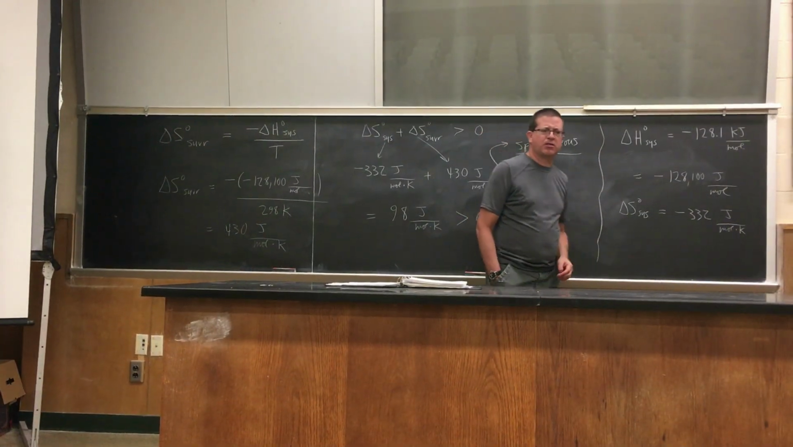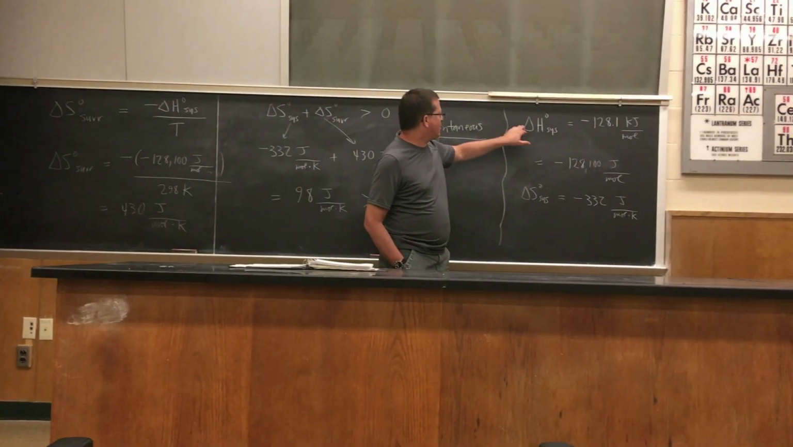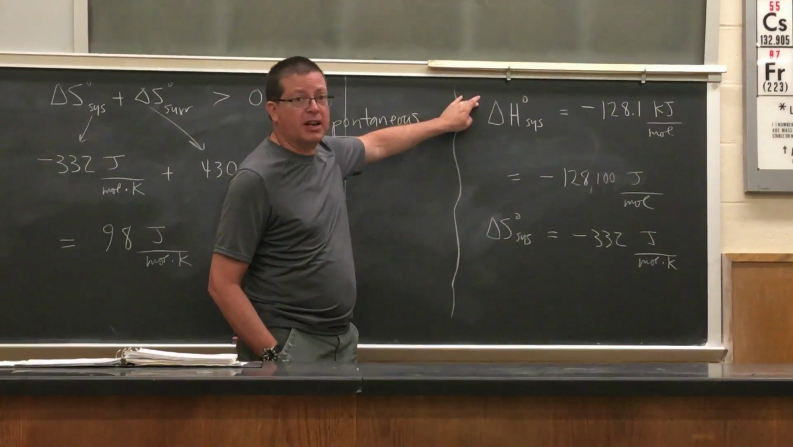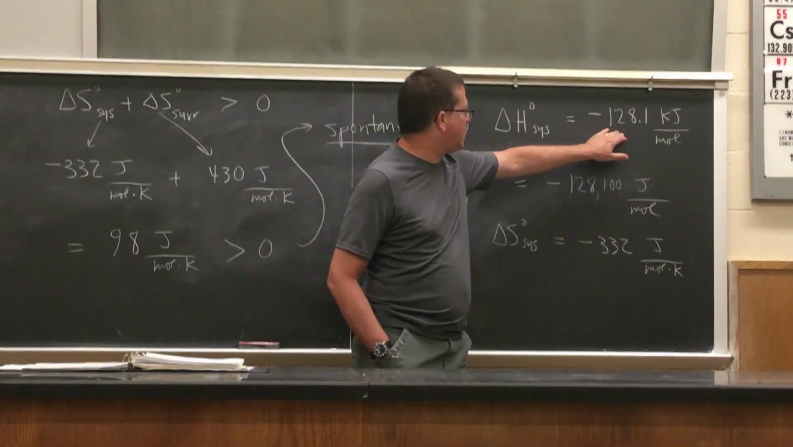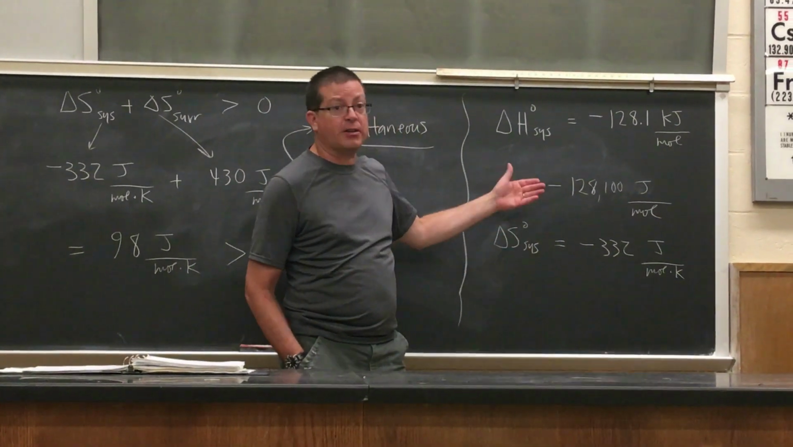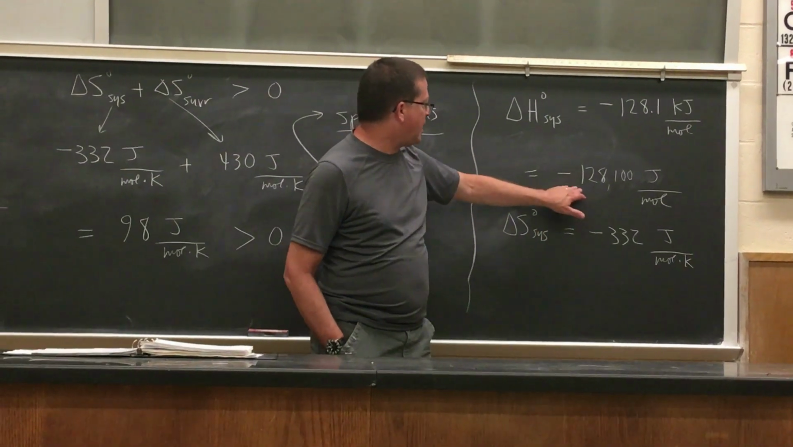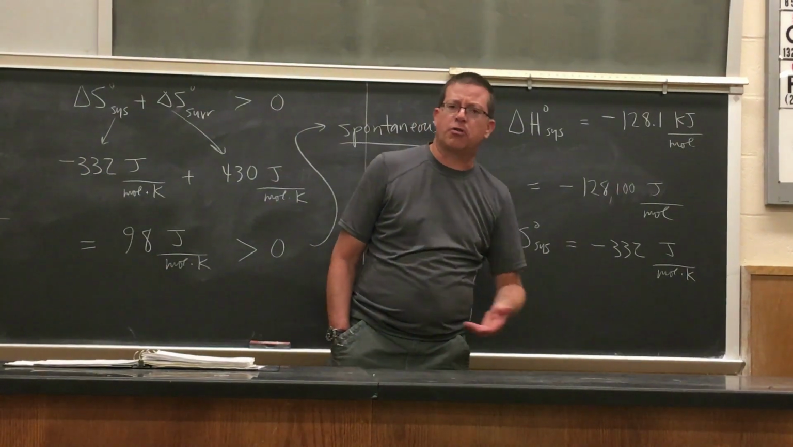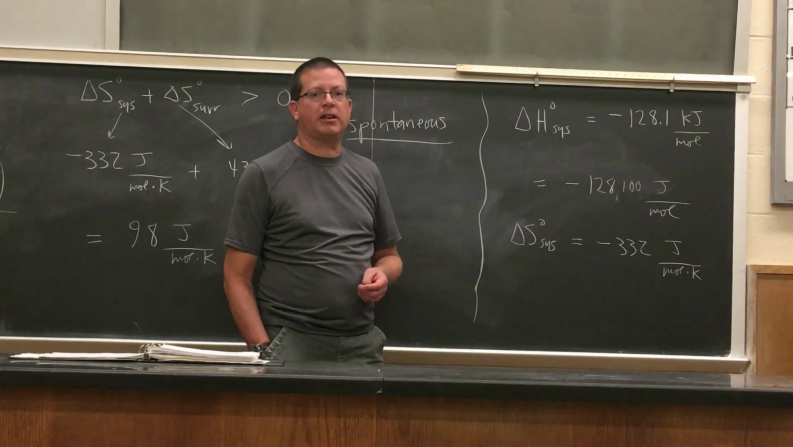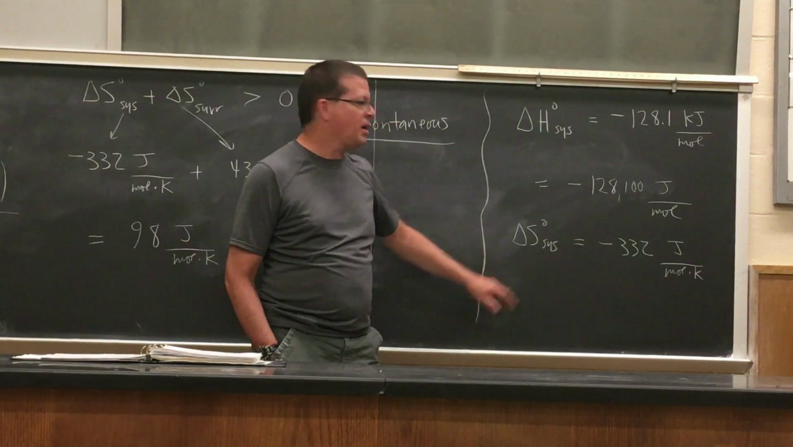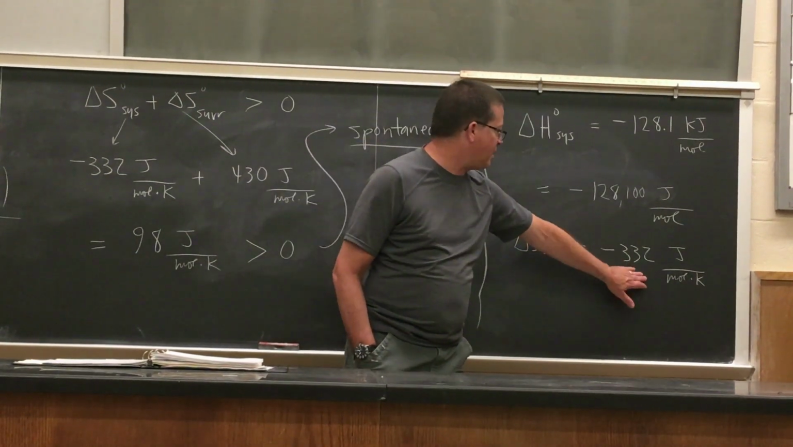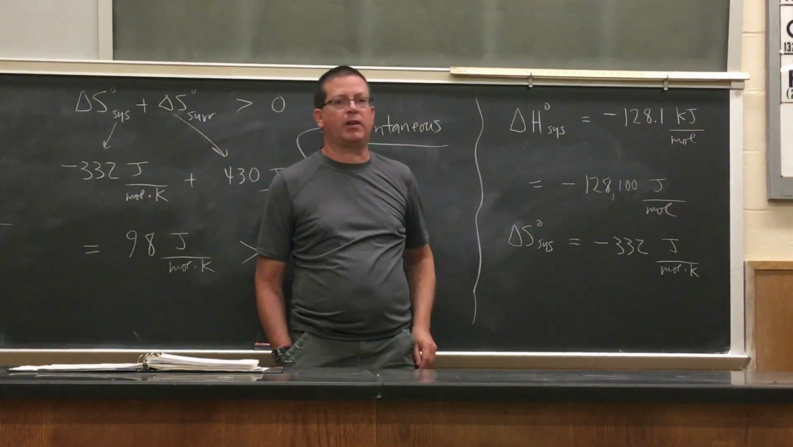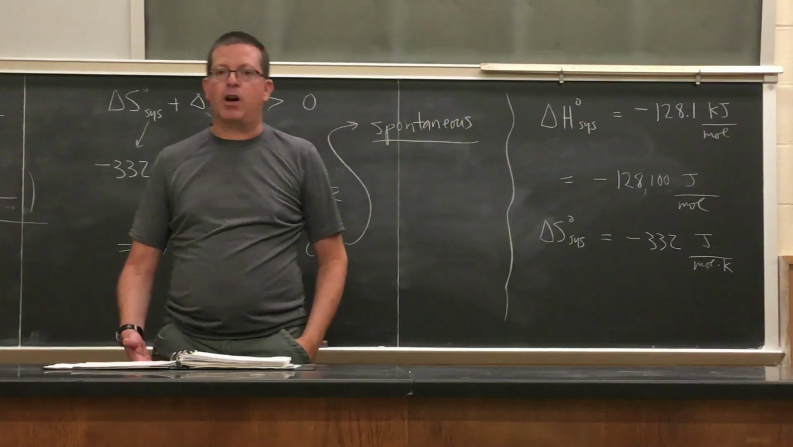All right, so just to remind ourselves of what we have here, we had calculated just previously a delta H standard state for the system of minus 128.1 kilojoules per mole, which I converted to joules per mole, and I got minus 128,100 joules per mole. Also, just to remind ourselves of what we got when we calculated the delta S standard state of the system from that prior calculation, that was minus 332 joules per mole Kelvin. So these are the numbers that we've calculated up to this point. So what do we now want to do with them?